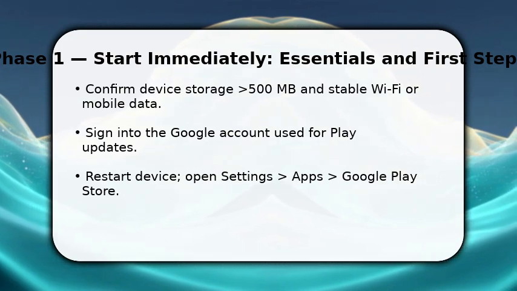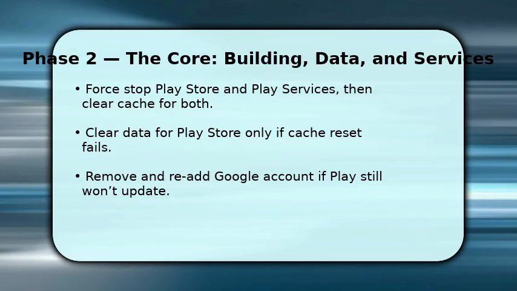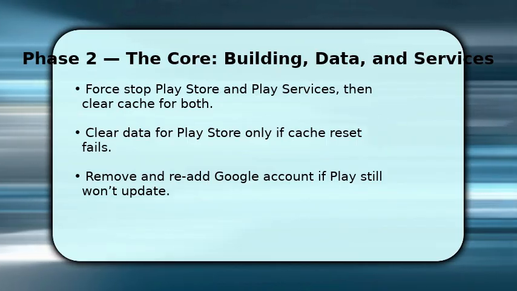You now take control of Play System apps. Force stop Google Play Store and Google Play services. This halts stuck processes. Clear cache for both. Cache often holds corrupt files. If apps still refuse updates, clear Play Store data. This resets settings and removes local queues.